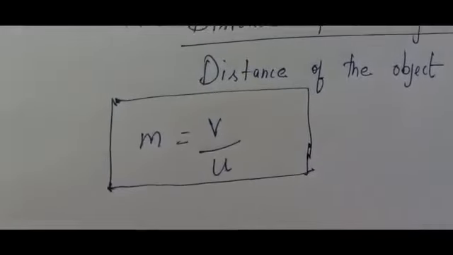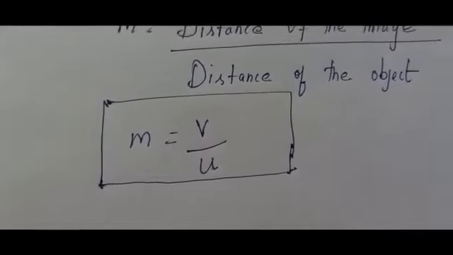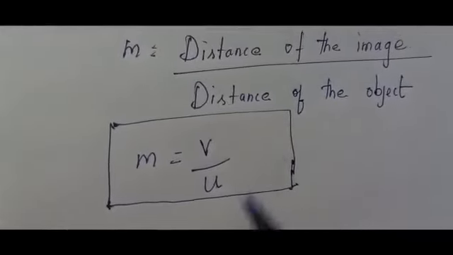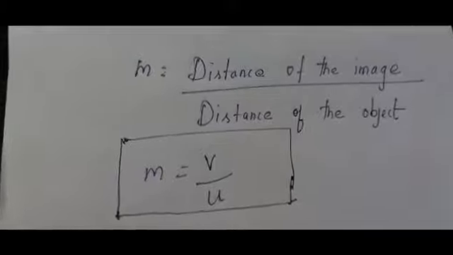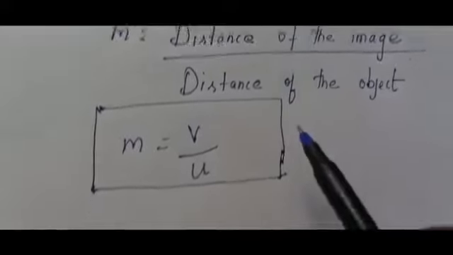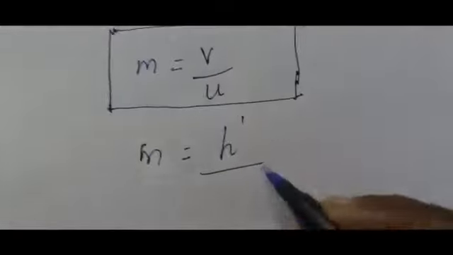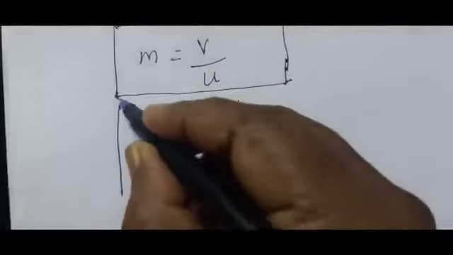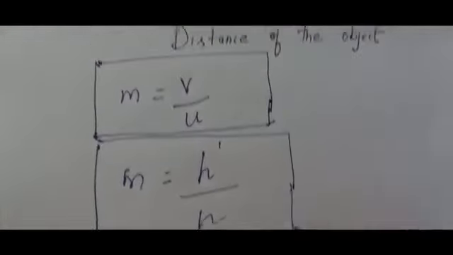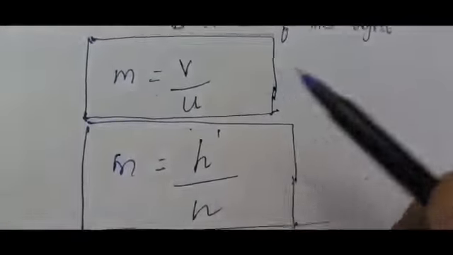Students, if the magnification is greater than 1, then we get an enlarged image. On the other hand, if the magnification is less than 1, then we will get a diminished image. So there are two formulas to calculate the magnification of a lens. One is M equal to h dash divided by h, and another formula is M equal to v by u.